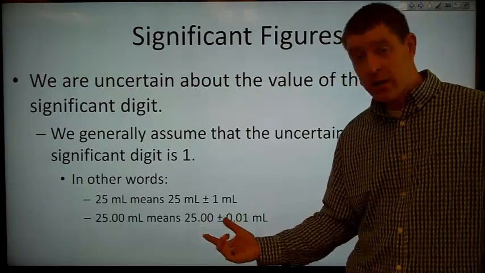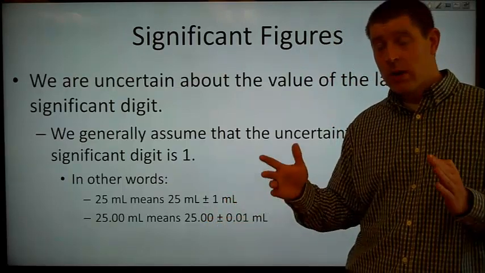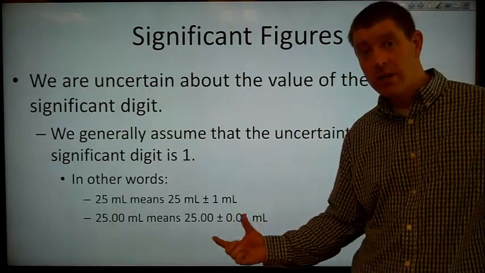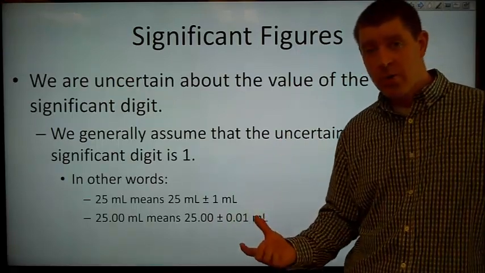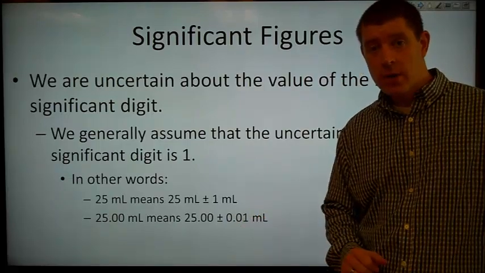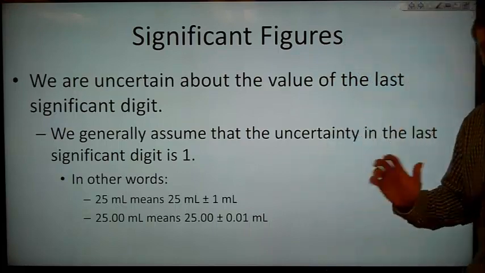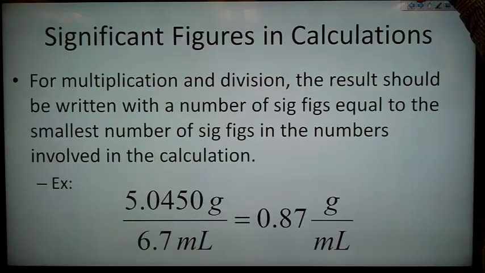Now, don't just go writing zeros in if you're not sure. You need to know exactly how precise your measurement should be. How many significant digits should you write down? If you're measuring on an analytical balance with a digital readout, you should be writing down all of the digits that are there. You should know exactly what the mass of your object was.